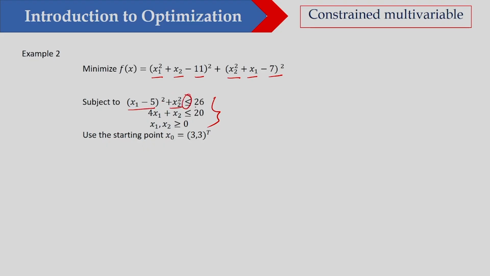So, this is a less than or equal to type constraint, and this is less than or equal to 26, and 4 x1 plus x2 is less than or equal to 20, and x1 and x2 are positive, that means greater than 0. The initial solution here is x naught, which is equal to 3, 3. That means I would like to start the solution from 3, 3. So, this is my x naught. Okay. So, let us see how I can solve this problem using the fmincon function.